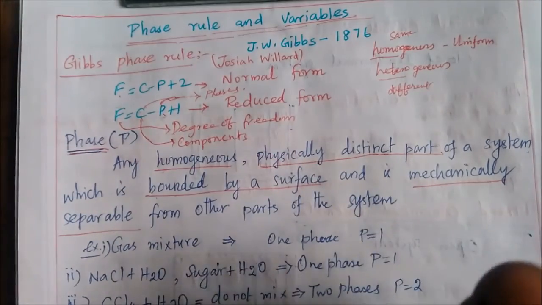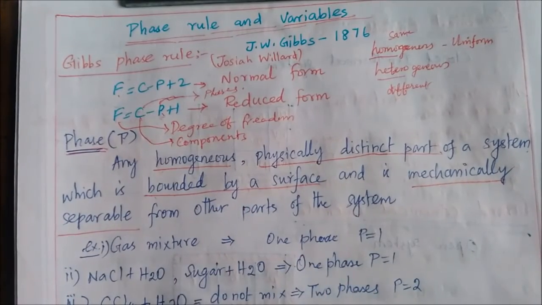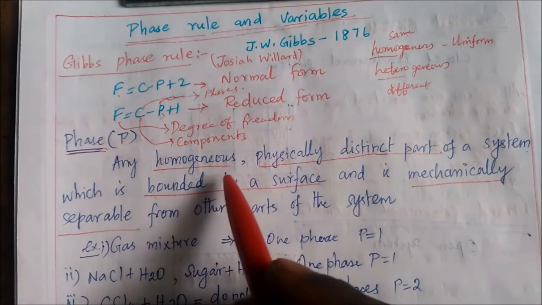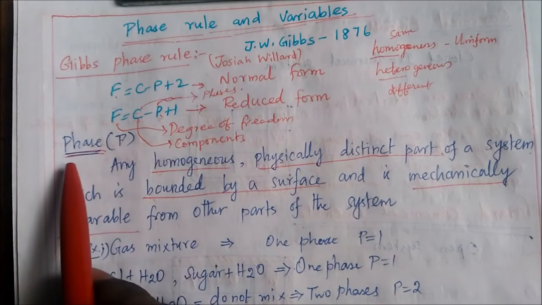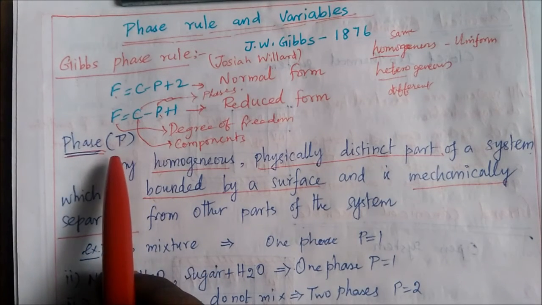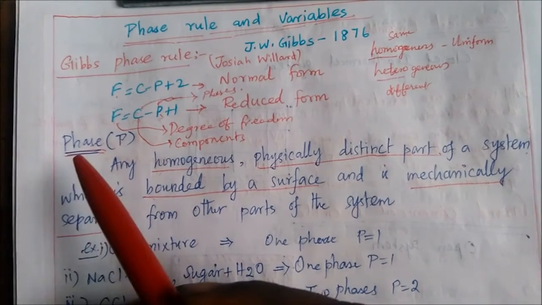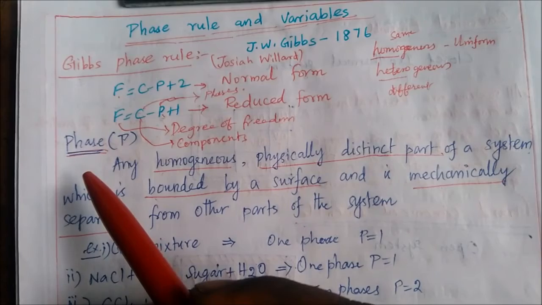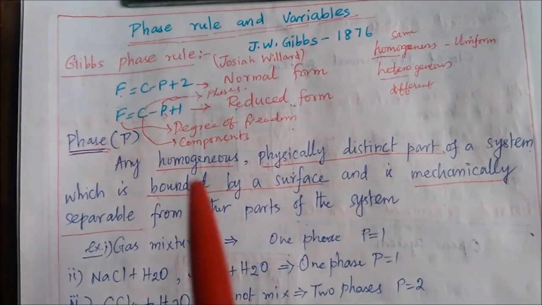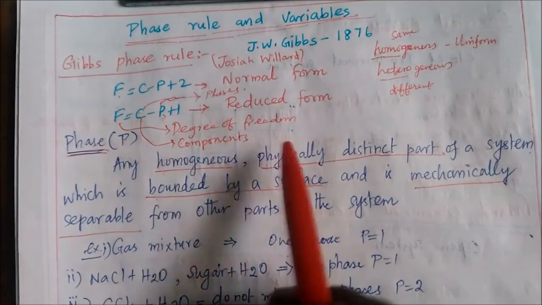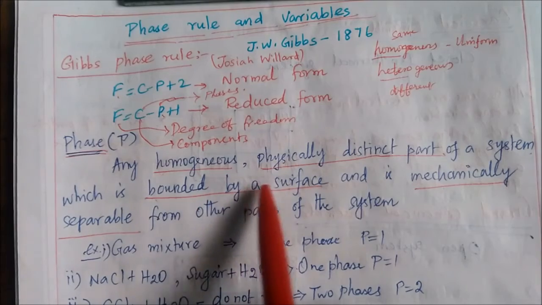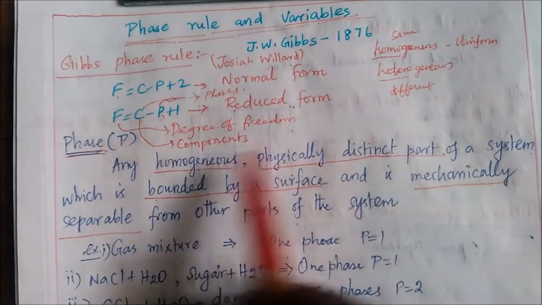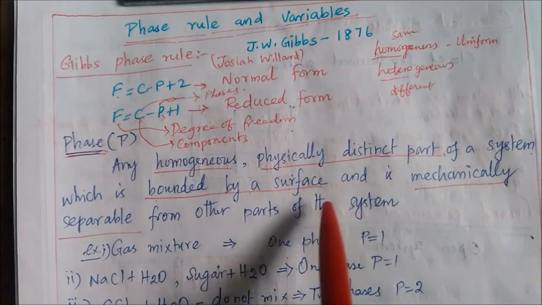Now let us go into detail about the variables present in the system. First we are going to discuss the letter P. What is P? It is phases, phase or number of phases. So what can be termed as a phase? Any homogeneous, physically distinct part of a system which is bounded by a surface and is mechanically separable from other parts of the system.